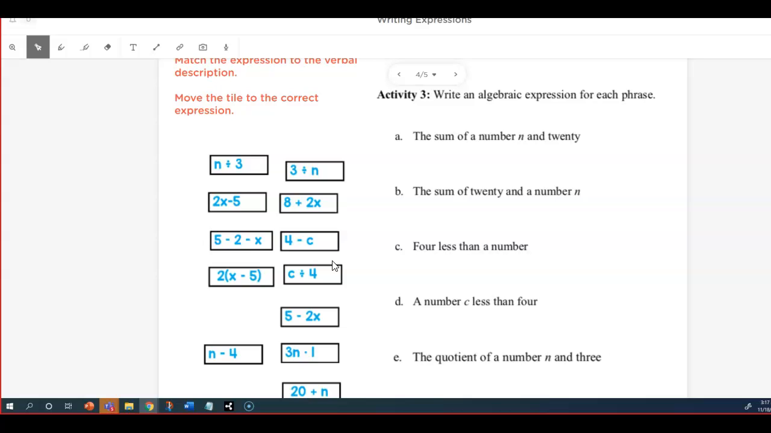Here's how much fun a lot of y'all are having doing math. It should be kind of fun. What? Okay, here's something for you.